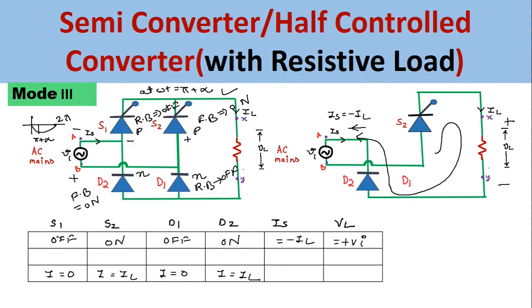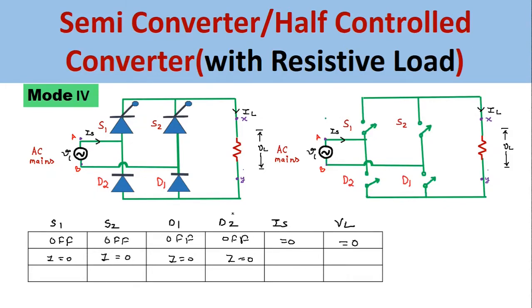So what is the voltage across these devices? VSCR1 will be equal to the input voltage. Here VSCR2 will be equal to 0 because it is in the on condition. D1 is off, therefore VD1 will be equal to Vi, and D2 is on, therefore VD2 is equal to 0 here. So these are the conditions of voltages and currents for the devices in mode number 3.